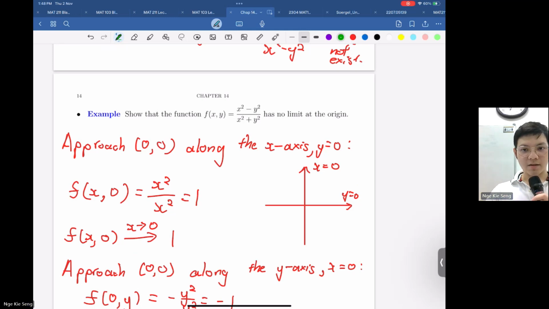Maybe this got some more color. Okay, you see? Then when you go along the x-axis, it goes to negative 1. If you go along the y-axis, you go up. You see? A sheet of paper that gets folded.